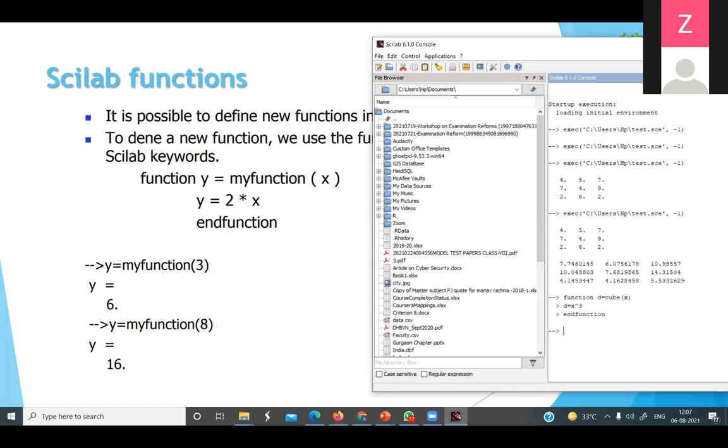Once the function is defined, I can use this function to calculate the values. Just call this function. This is the name of the function, cube, and whatever parameter I pass on, it will calculate the cube. On similar lines, I can make very complex functions which contain complicated calculations.